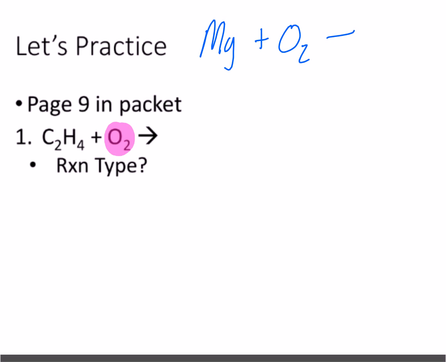Not really, guys. This is a synthesis reaction. It forms MgO, and then we can balance it out. All right, so once we identify and we know we have a combustion reaction, because we have a hydrocarbon and oxygen, your products are always the same.